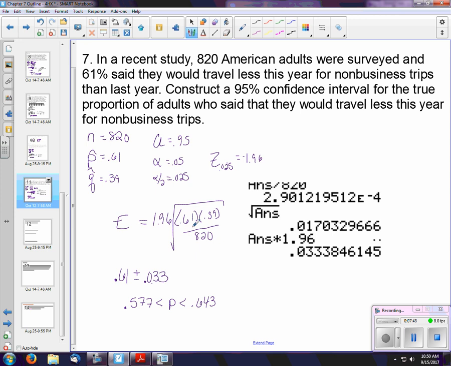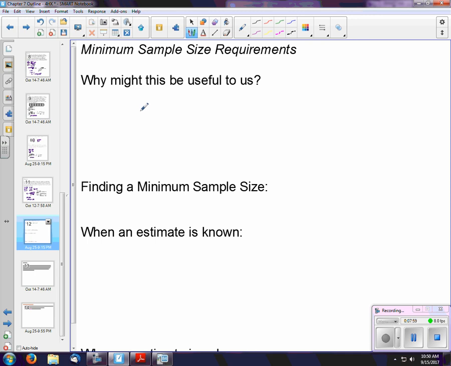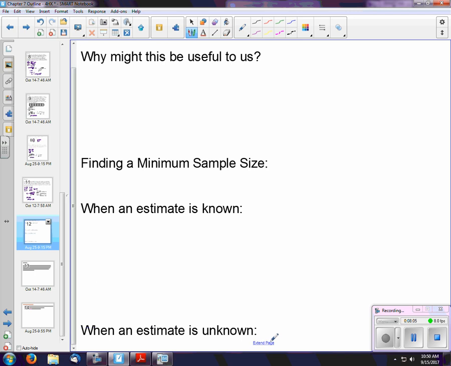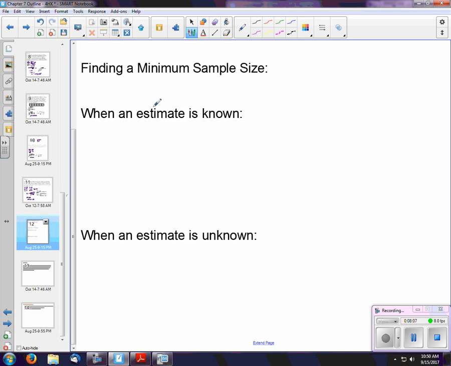There is one final thing we should look at here, and this is similar to what we did in the second video when sigma was known: how do you calculate a minimum sample size requirement for proportions? Why might this be useful? We went into that earlier, just to make sure you sample enough people. There's two things that can happen.